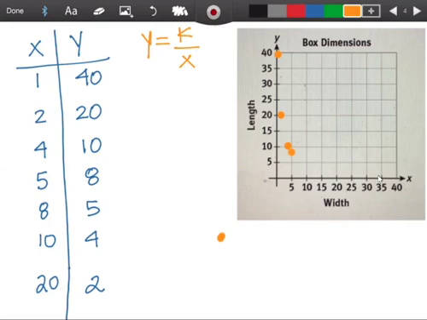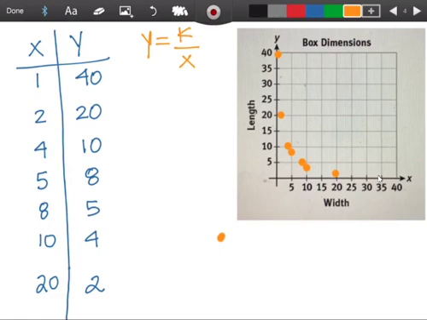And then we have 8 comma 5. So go over to the right closer to 10 and then up to 5, about right there. 10 comma 4. So we'll be right about right there. And then 20 comma 2. So we're going to be close to the 0 line and go to 20. It's about right there. All right, so we kind of estimated exactly where it's going to be placed.